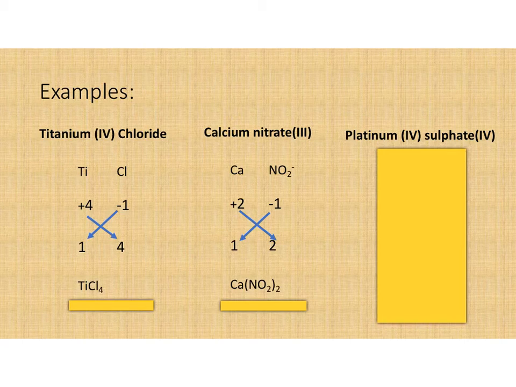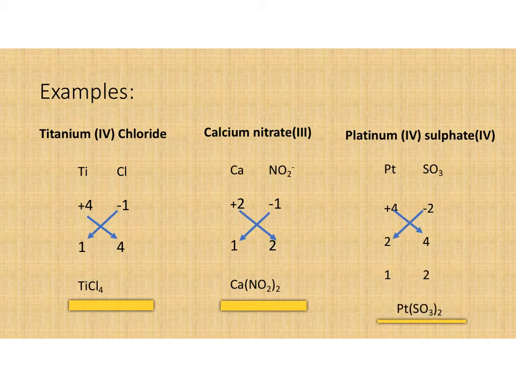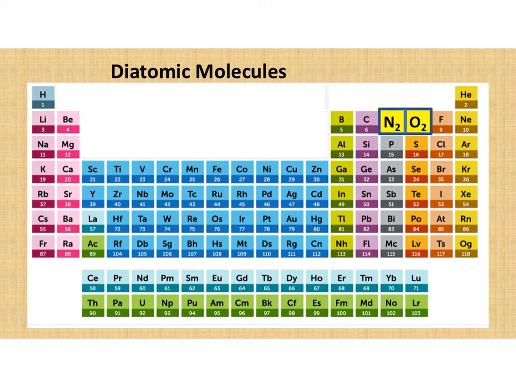And then the final one is platinum(IV) sulfate(IV). Platinum is going to have a charge of +4, and this is sulfate(IV), so it's SO3 2 minus. Swap them around, 2 to 4, and therefore the simplest ratio is 1:2. So it's Pt, and then our sulfate(IV) ion is going to be in brackets, and I need 2 of them.